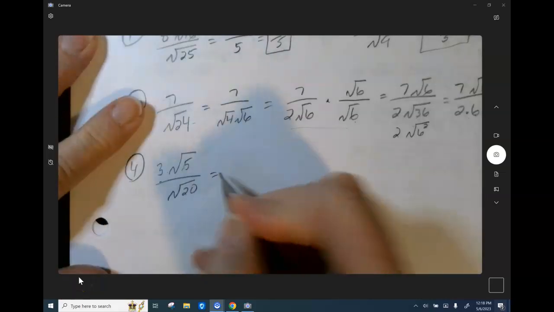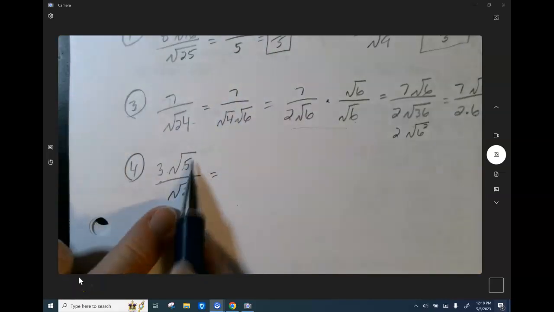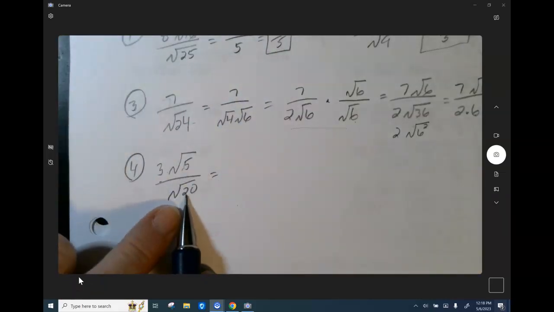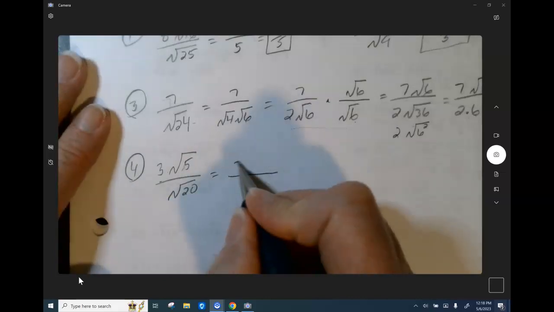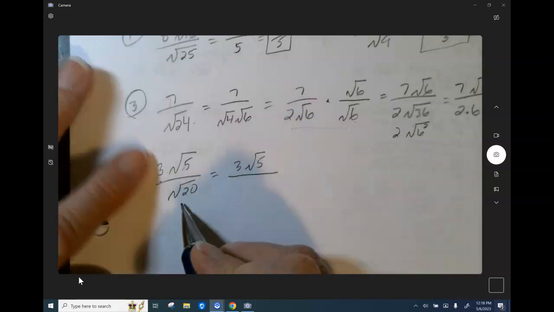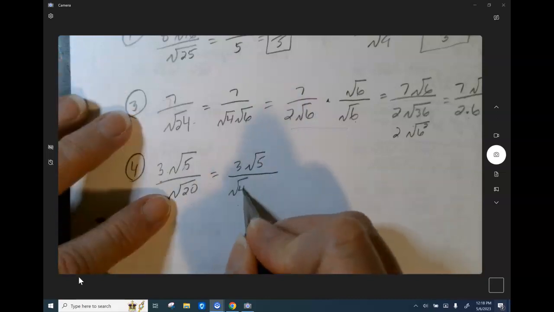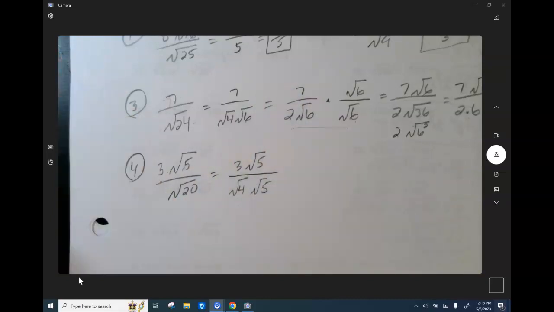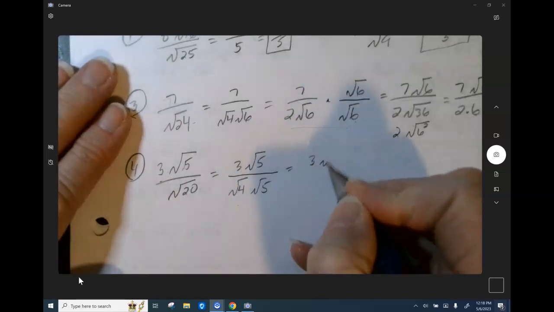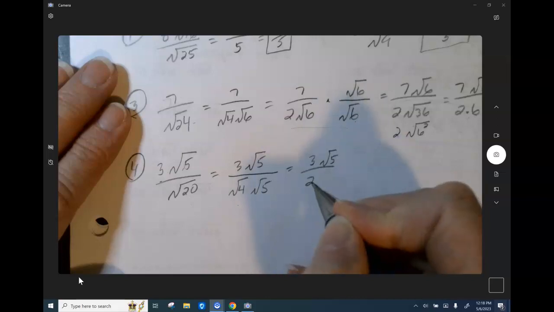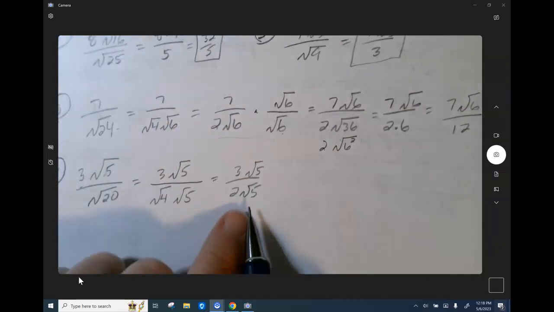Okay, so for example 4, what we're going to do is look at this. Okay, I can't leave a radical in the denominator. 20 is not a perfect square, so I'm going to break that down. Just leave that top for now. So I'm going to break 20 into square root 4 times square root 5. Yes, because 4 is a perfect square that goes into it. So I get 3 square root 5 over 2 square root 5. Okay, what's the problem here? That's right, you cannot leave a radical in a denominator in order for it to be simplified.